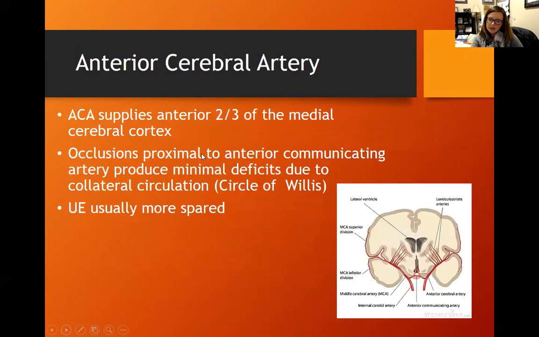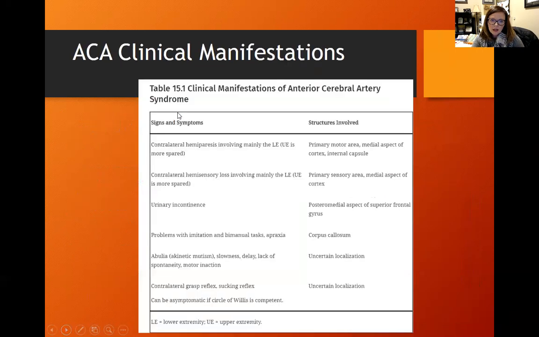ACA supplies the two-thirds of the medial cerebral cortex. As we talked about, more lower extremity if we look at the motor homunculus, and so upper extremity is usually more spared in these patients. I put all of these in here for you as little boxes to help you orient. You have a couple resources. You have the neuroscience, Lindsay Ekman is going to have some great charts for this, as well as your O'Sullivan book has some really good charts about different types of syndromes.